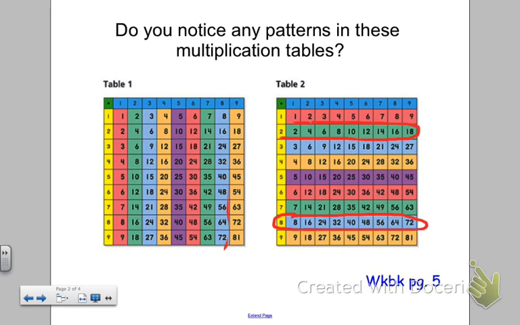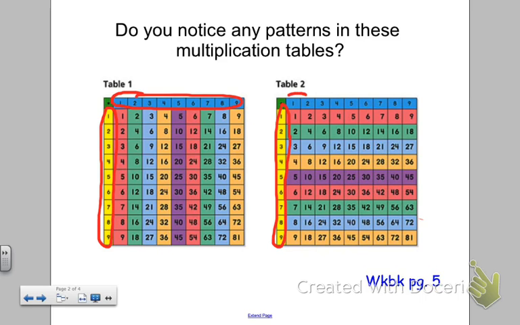Something else you may notice about the multiplication tables is that on the outside of each table you have factors. Factors are the numbers that you multiply to get a given product. So if you weren't quite sure of your math facts and you wanted to know what 3 times 2 is, here's your 3, here's your 2, and you look to see where they meet. And there's your product in the center. So 3 times 2 is 6.